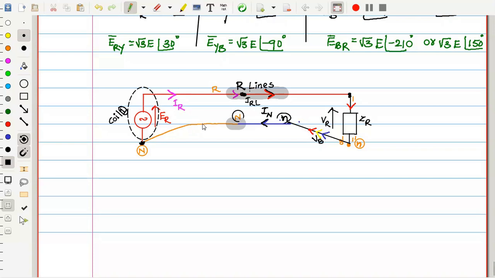Try to observe. So I am writing that conclusion here: VR, the load voltage, is equal to the source voltage ER. Can you get the point? What I am trying to show here is that I want the load voltage, so that I can write the current through the load, where the current through the load is IR, which is the line current, which is IRL, obviously.